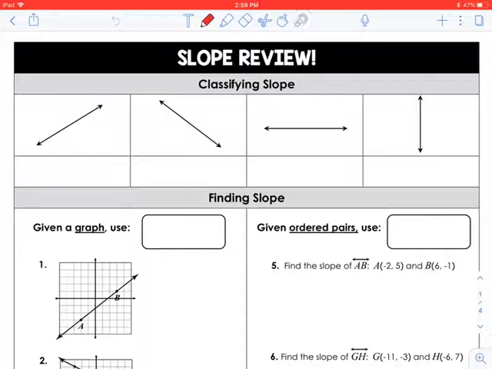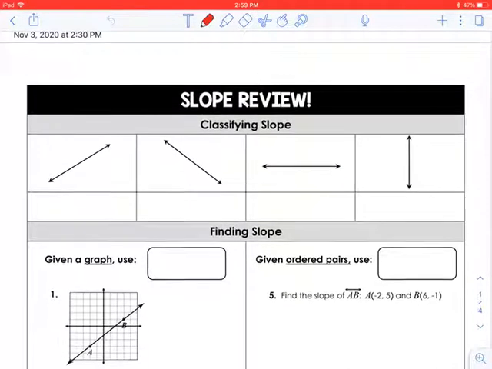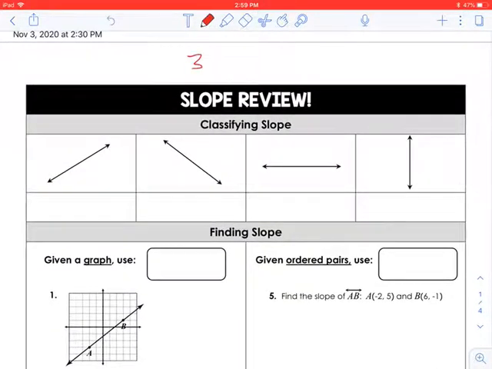All right, geometry. We are starting off today doing a little bit of review because it's been a while since we've talked about slope. But 3.3 mainly talks about parallel and perpendicular slopes.